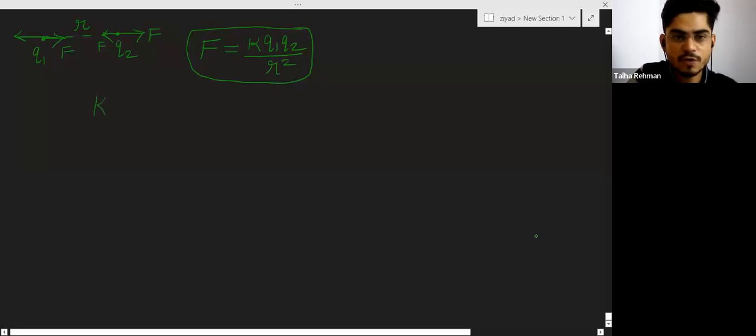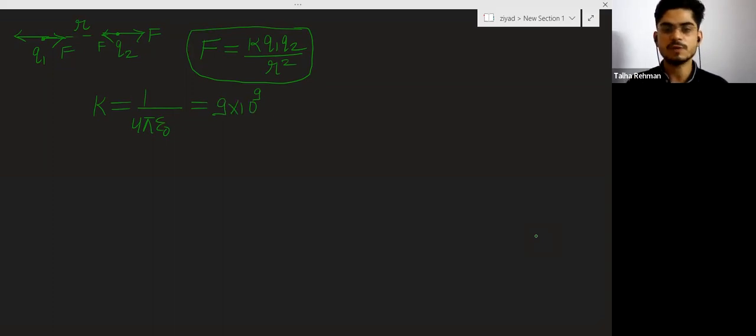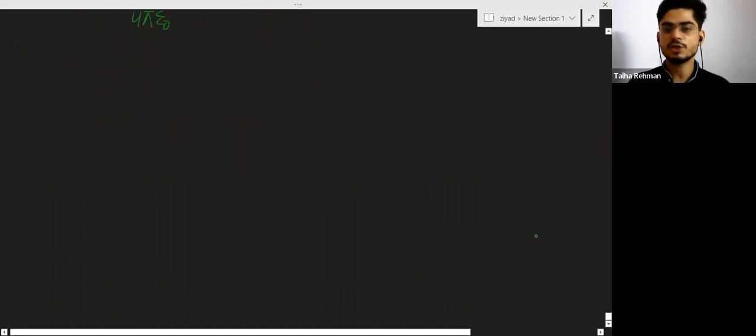If these two charges are placed in air, k is 1 upon 4 pi epsilon naught, and the value of this k is 9 into 10 to the power 9 in SI unit. So this is all about Coulomb's law in the scalar form. Now we will discuss Coulomb's law in vector form.